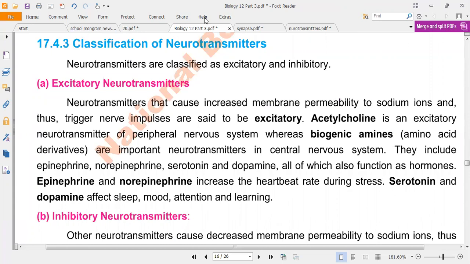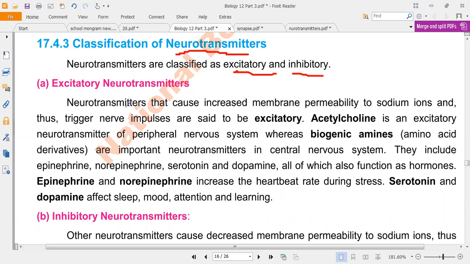So dear students, now we will see the classification of transmitters. These are the signaling molecules in the brain, in the neurons, which help to conduct the nerve impulses. Neurotransmitters are actually of two types. They can be excitatory and they can be inhibitory.